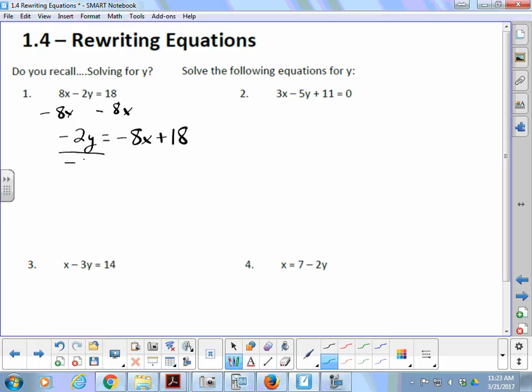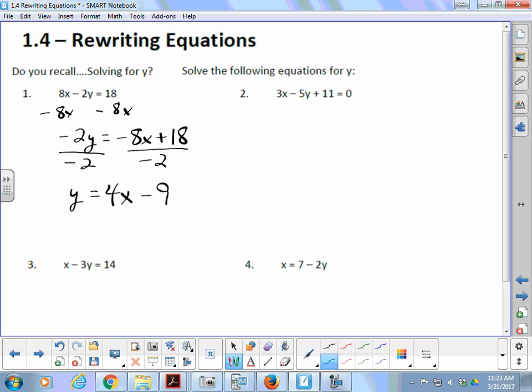All right, then we're going to divide by negative 2 because we want to get y by itself. So we have negative 8 divided by negative 2 is 4x, and 18 divided by negative 2 is negative 9. So make sure that when you're solving them that you still have your variables in there and you don't combine terms that are not like terms, because that seems to be the biggest problem.